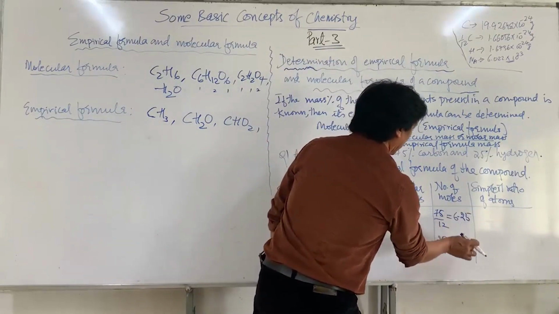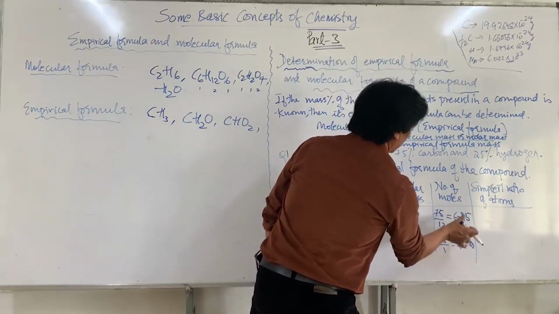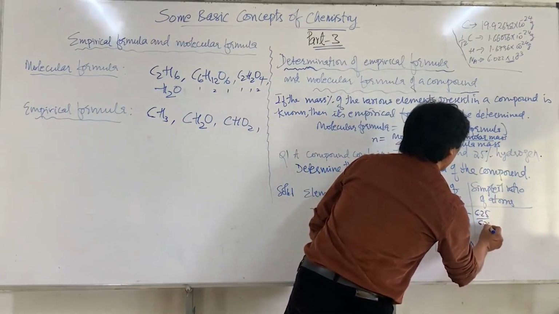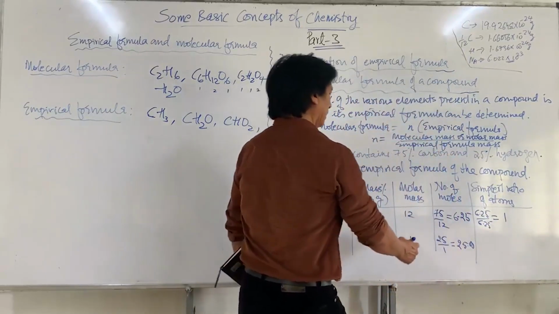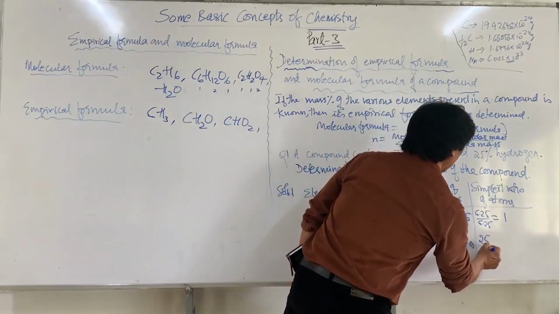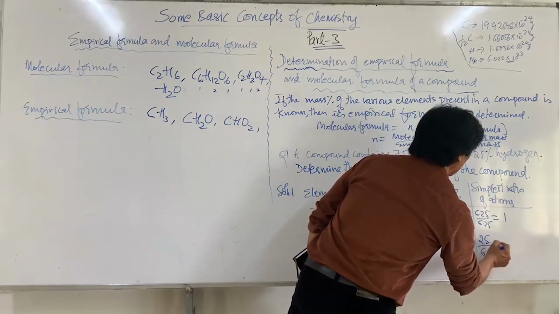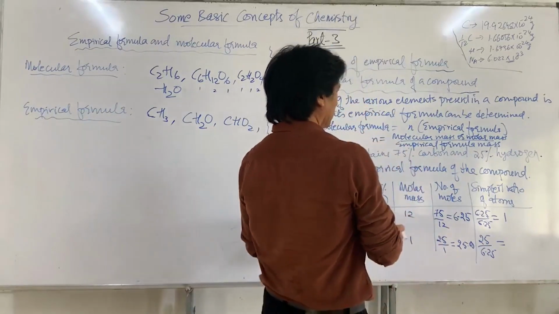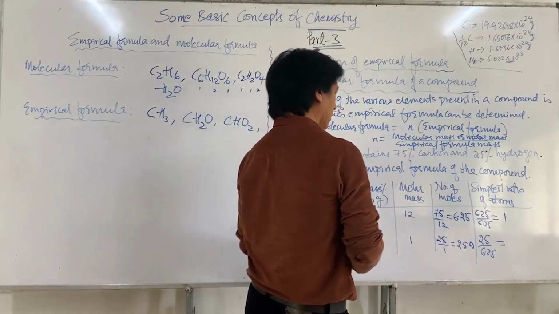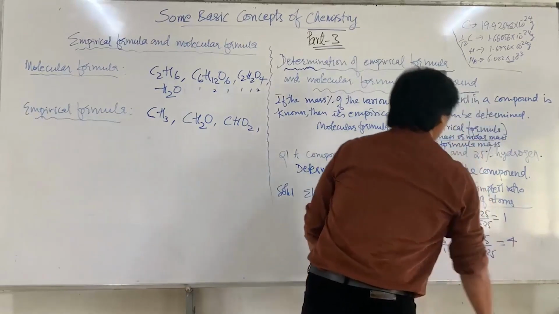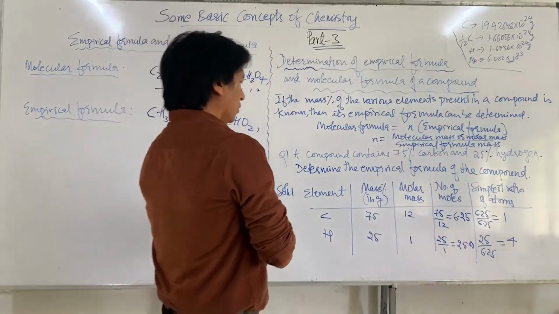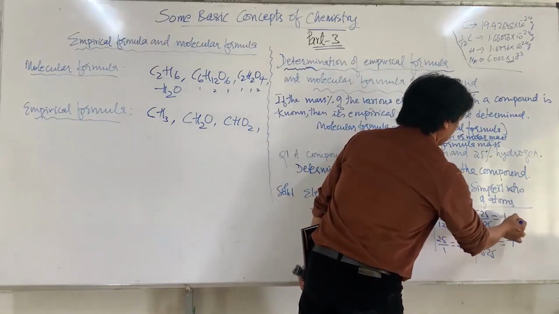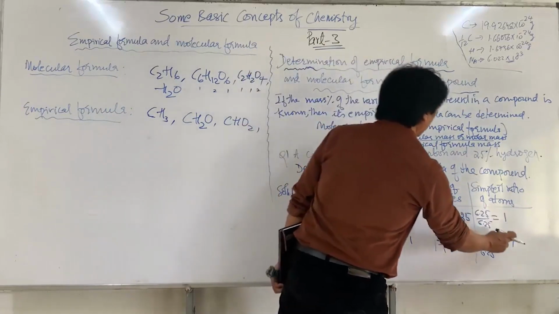So you divide each of these, that is number of moles, by the smallest number. This is 6.25 divided by 6.25, which is 1 itself. And again, this 25, you're going to divide by 6.25. So 25 when divided by 6.25, you're getting 4, right? If I'm not wrong, that is 4. So now the simplest ratio of atoms is 1 for carbon and 4 for hydrogen.